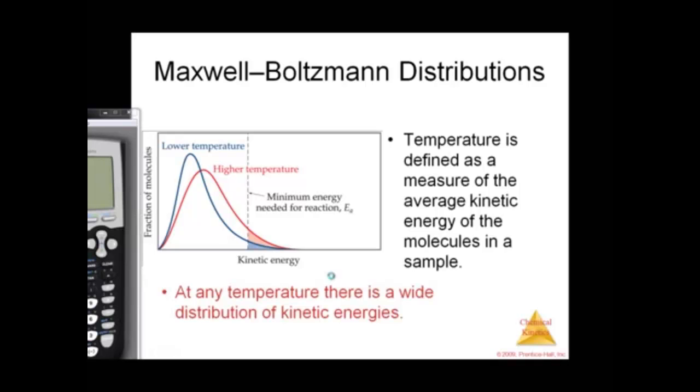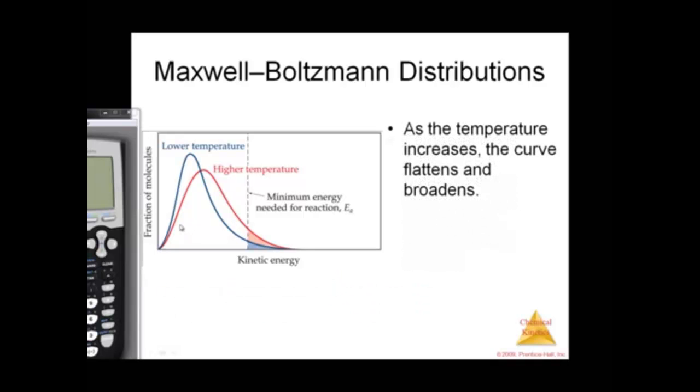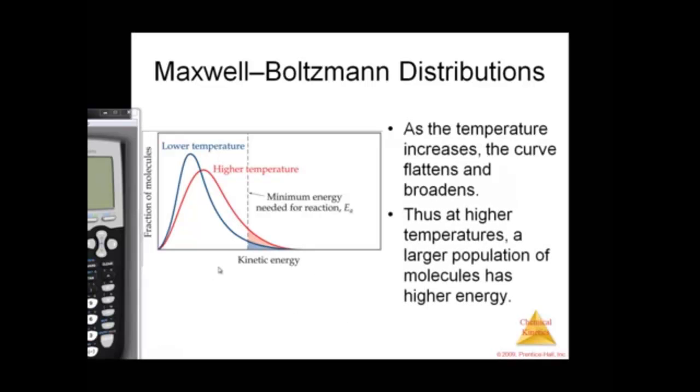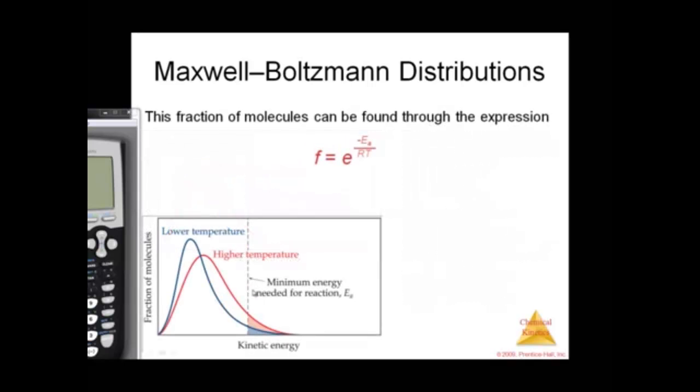So at any temperature we have this wide distribution. As the temperature increases, the curve flattens and broadens. So at a higher temperature there's a larger percentage of molecules that have enough energy. Here, when it was the lower temperature, we had just this blue area, which represents the number of particles that have enough energy. But as we raise the temperature and flatten this curve, now we have this whole area, blue and red together, which represents the number of particles that have enough energy, causing you to come over the curve.